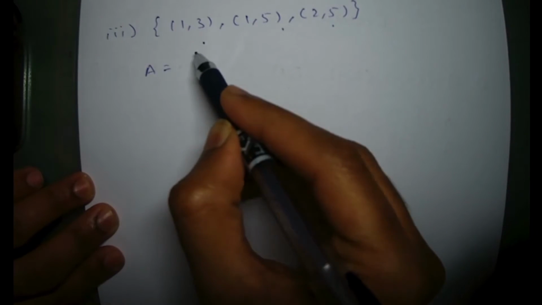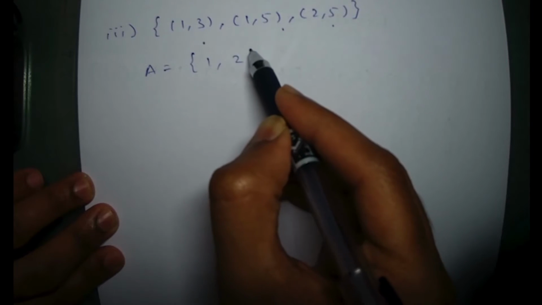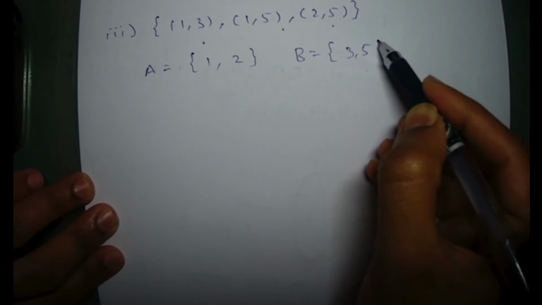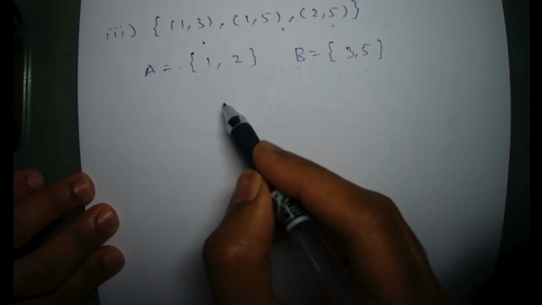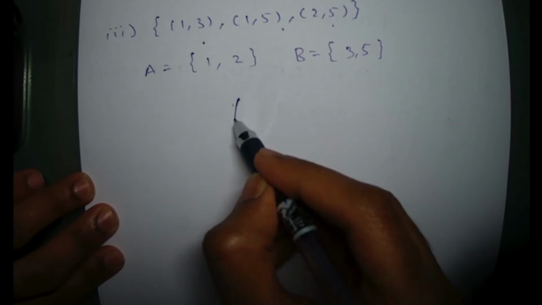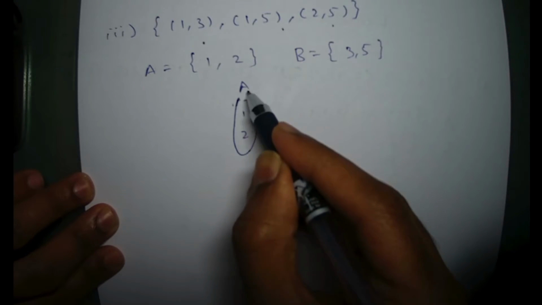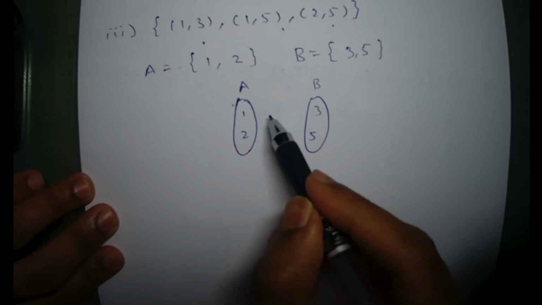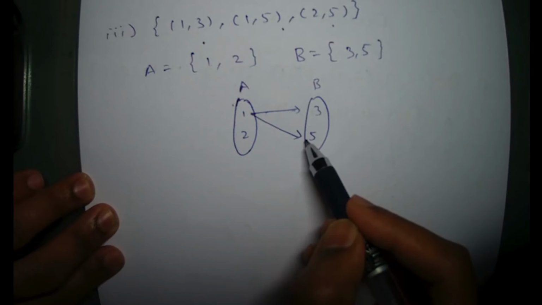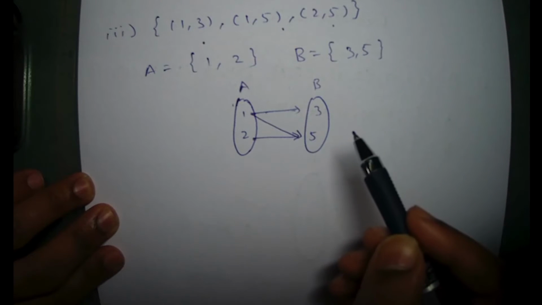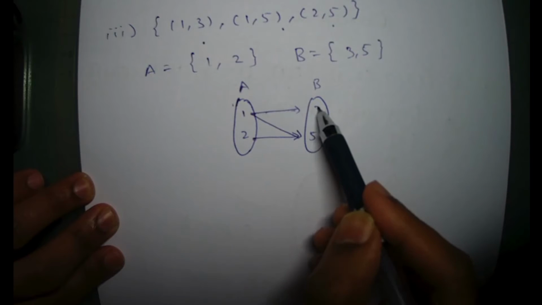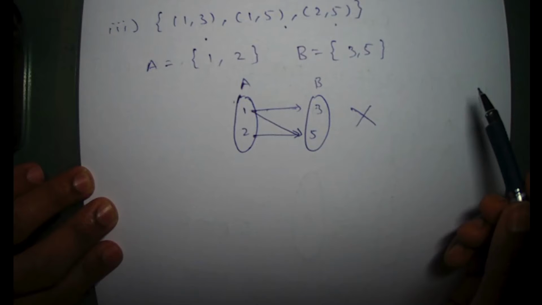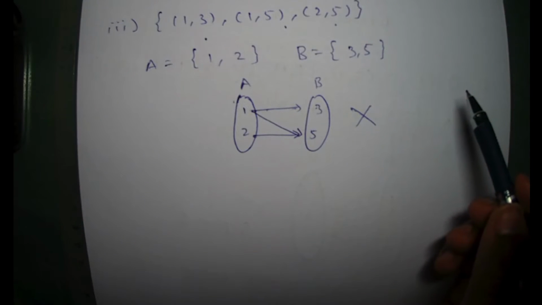Again we'll write down set A with all x terms, that is 1 and 2, and we'll write down set B with all y values, that is 3 and 5. If we draw a diagram for this, we have set A with 1 and 2 and set B with 3 and 5. We see that 1 is linked to both 3 and 5, and 2 is linked just to 5. Since 1 has two images in set B, or 1 is linked to two numbers in set B, this is not a function. Since this is not a function, we cannot define any domain and range for this problem.